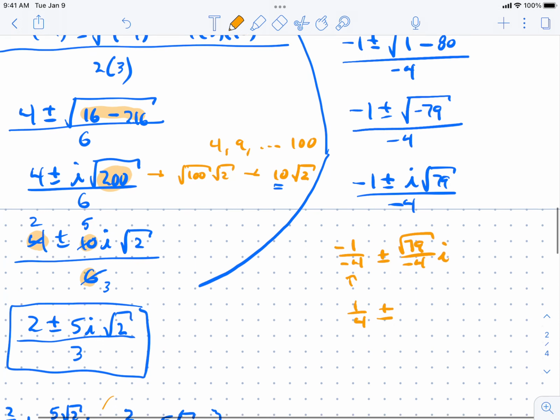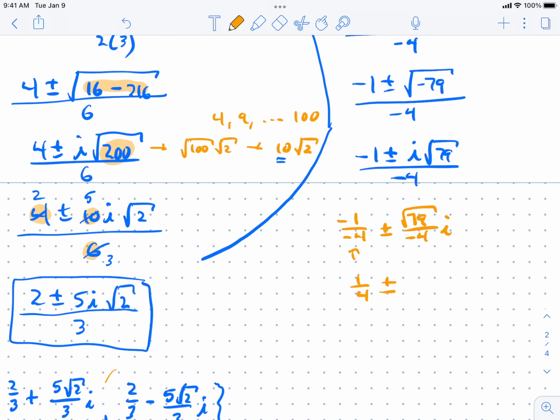What's going on over here? Well, I'm going to bring back what I was saying before. If you had 1 over negative 2, you would just put the negative in front, right? Just hop it in front. So this negative, I'm just going to hop it in front. I'll have to use a parentheses, I guess. And now I've got my radical 79 over 4 times i, like this.